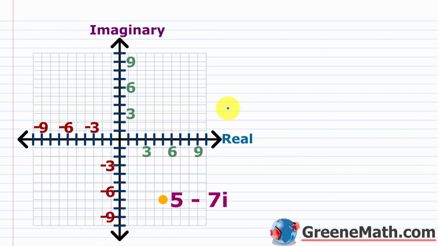Okay, so before this was x and this was y. Now this is imaginary, this is real. So if I have something like 5 minus 7i, well, again, this is the real part. We talked about this earlier. And then this right here, the 7, is the imaginary part.